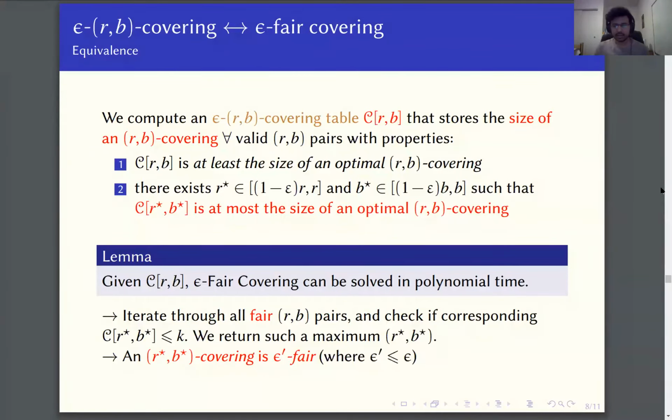It is easy to see that such an R*B* covering is epsilon prime fair, where epsilon prime is upper bounded by epsilon. Hence, the epsilon fair covering problem now reduces to computing the epsilon RB covering table C. In the rest of this talk, we will see a procedure to compute the epsilon RB covering table.